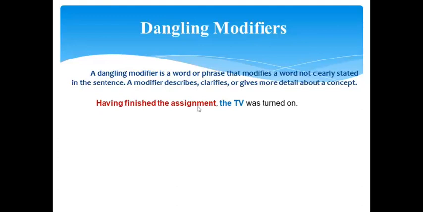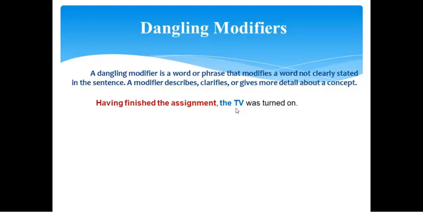Having finished the assignment. This is what we call a participial phrase. It's an -ing form, so it's a present participle. It is a participial phrase because it's a group of words and does not give complete meaning. The TV was turned on. When I read it, having finished the assignment, the TV can finish the assignment. The meaning now is not clear. So you need to add a subject and a verb, or rearrange the sentence to understand it clearly. Because if I read it now, I think the one who finished the assignment was the TV. So this one is not clear. It's not a misplaced modifier, it's a dangling modifier.